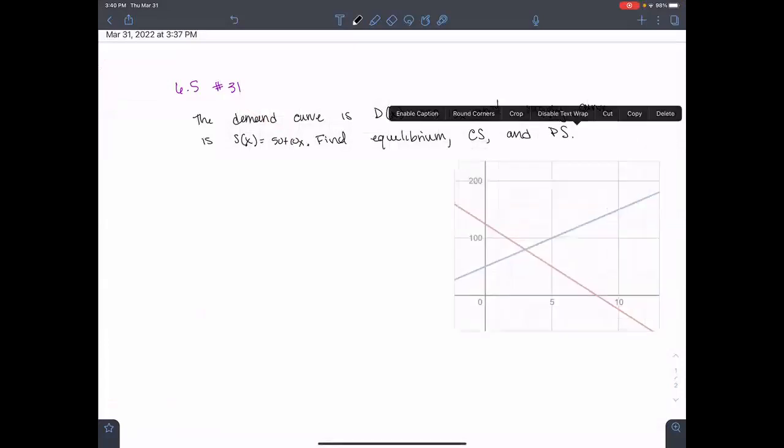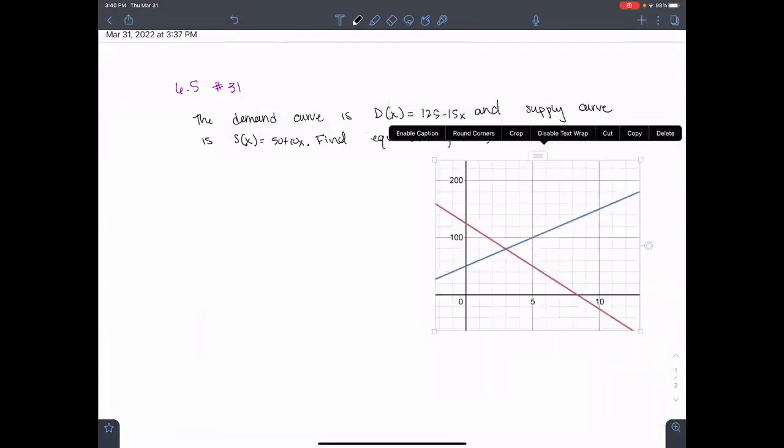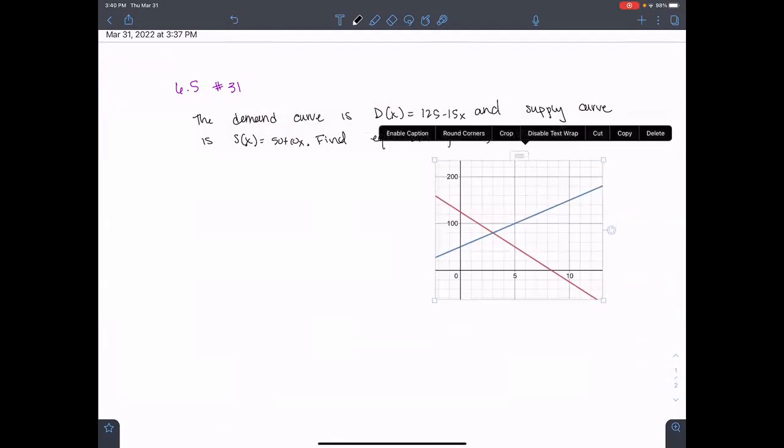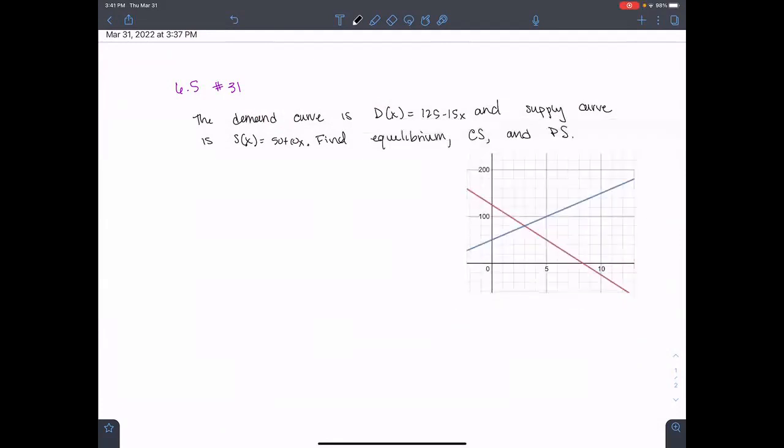Okay, so when we have this, we are looking for the equilibrium point. So we want to know what this intersection point is. And if we had to guess, it looks something like 3 and maybe 80. But let's actually see if we can figure that out.